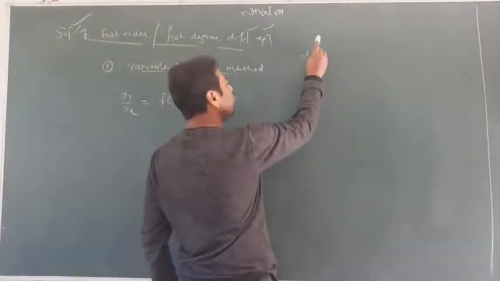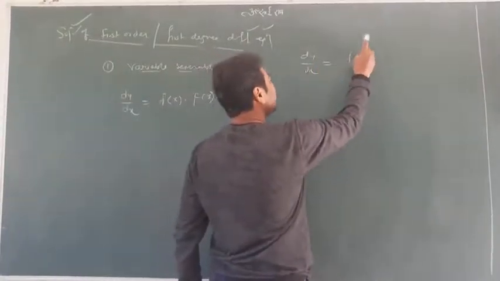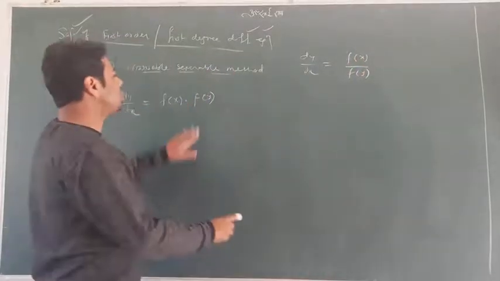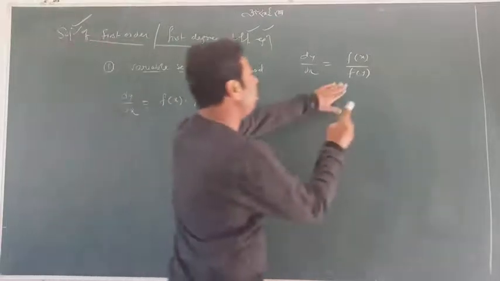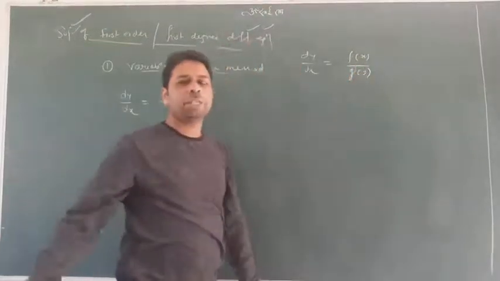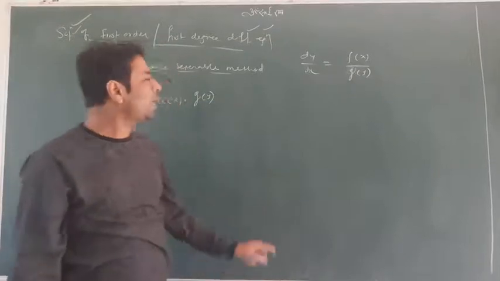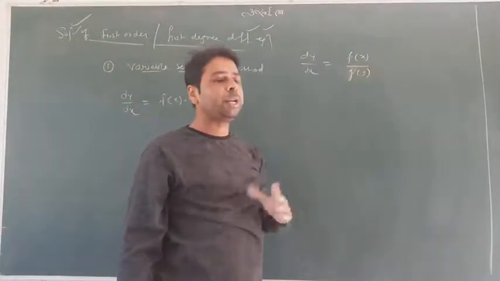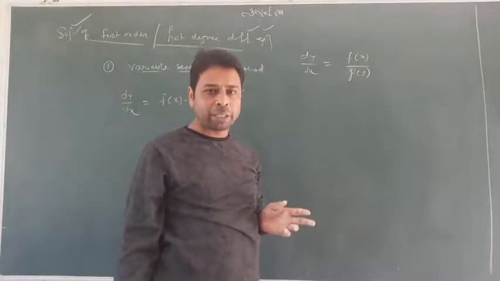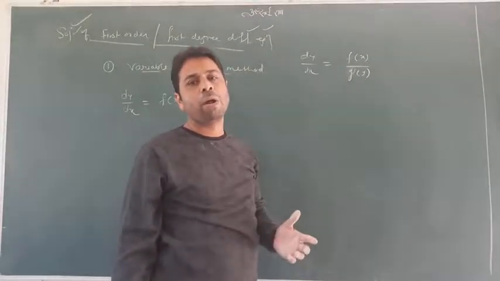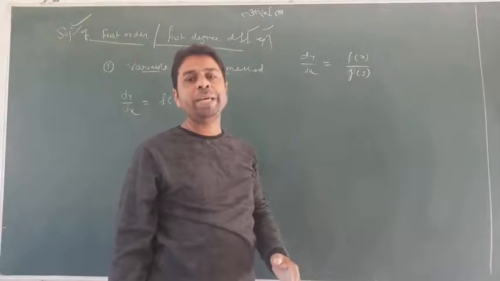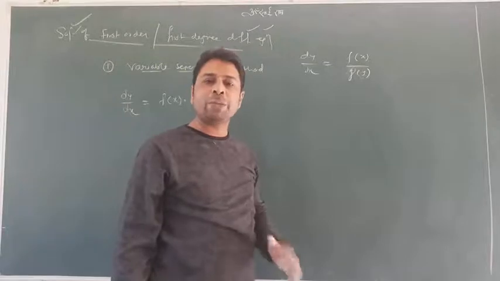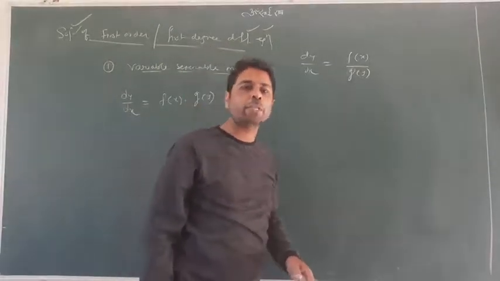Meaning this situation may also come like that. You don't worry about this f of x upon, suppose it is g of y, written with a different symbol. But this situation might come: f of x into g of y, or f of x upon g of y. What I am telling you now is that in the variable separable method, the terms of x and y will be either in multiplication or in division. This kind of sentence will definitely be helpful to you while doing questions of differential equations.